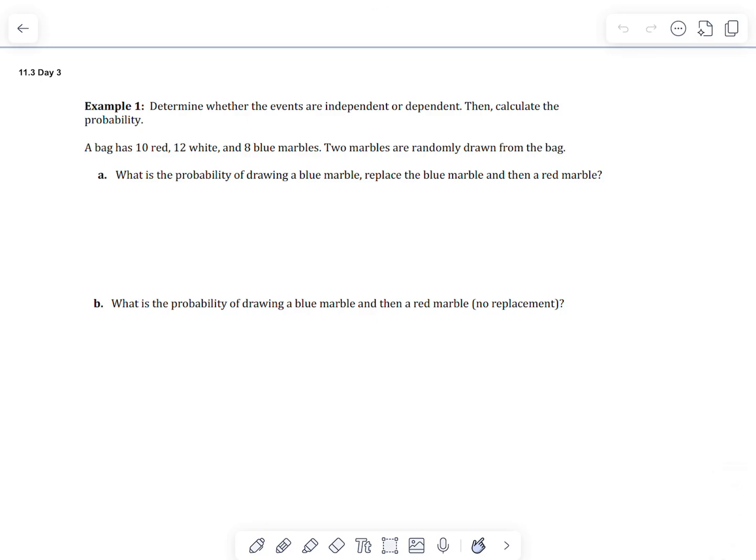Example 1. Determine whether the events are independent or dependent, and then calculate the probability. A bag has 10 red, 12 white, and 8 blue marbles. 2 marbles are randomly selected from a bag. What is the probability of drawing a blue marble, then replacing it, and then grabbing a red marble? So let's count the total number of marbles. We would add up 10 plus 12 plus 8, giving us 30 total marbles.